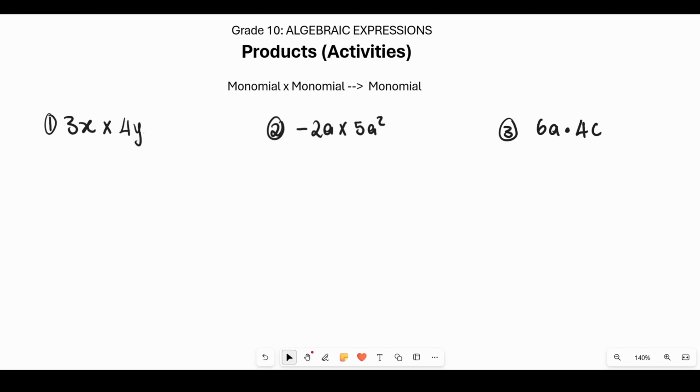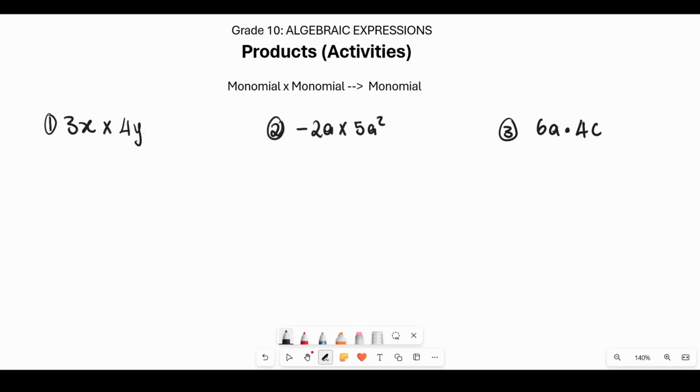We're now going to be focusing on activities that are dealing with products. But in this case, we're only going to be focusing on the first one, which is monomial multiplying with a monomial. So in this case, we're going to be needing different colors. So remember, the rules of multiplying a monomial with a monomial.